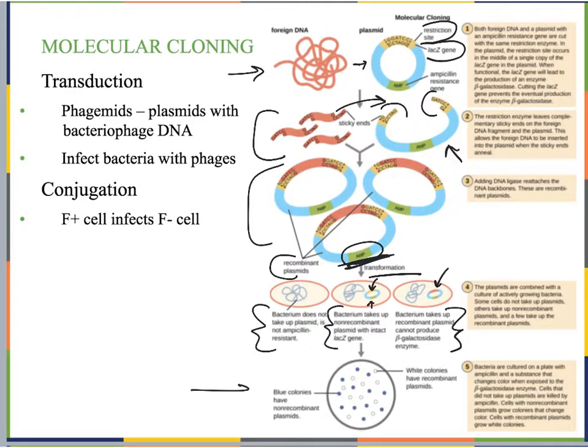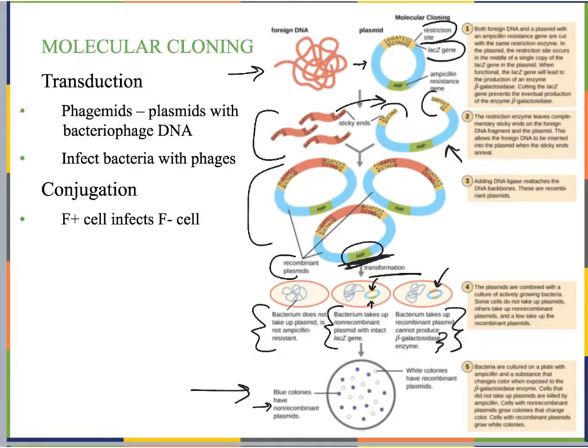So then as we spoke about here, we can do blue-white screening. So remember that the blue colonies have the non-recombinant plasmids because they have an intact LAC-Z gene, so they're able to make the beta-galactosidase enzyme, but we can just say the LAC-Z enzyme.